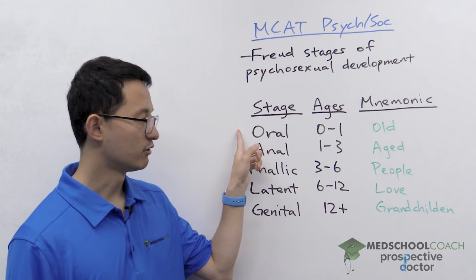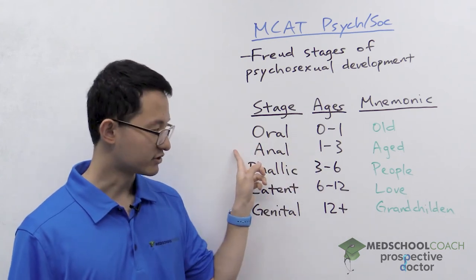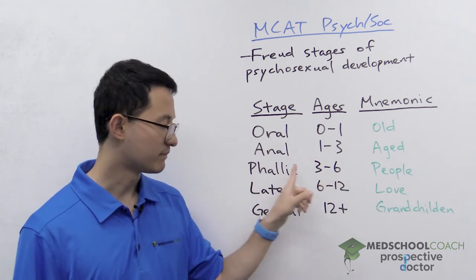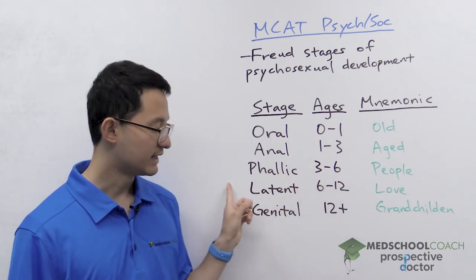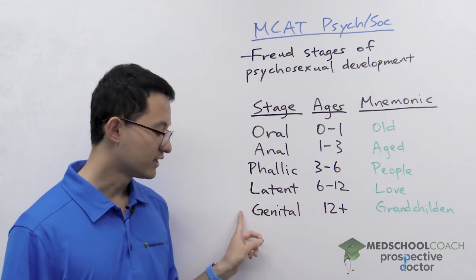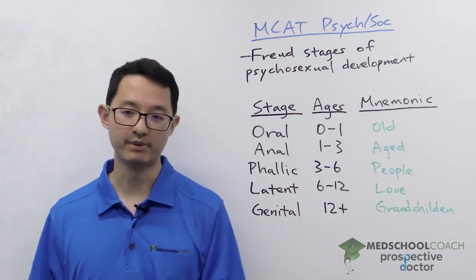The first stage is the oral stage from about ages 0 to 1. Then we have the anal stage from ages 1 to 3. Then the phallic stage from ages 3 to 6, then the latent stage from ages 6 to 12, and finally we have the genital stage for ages 12 and up.